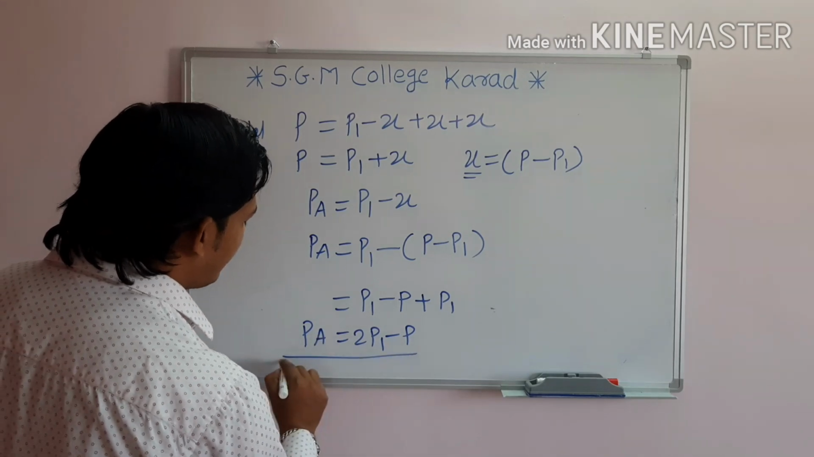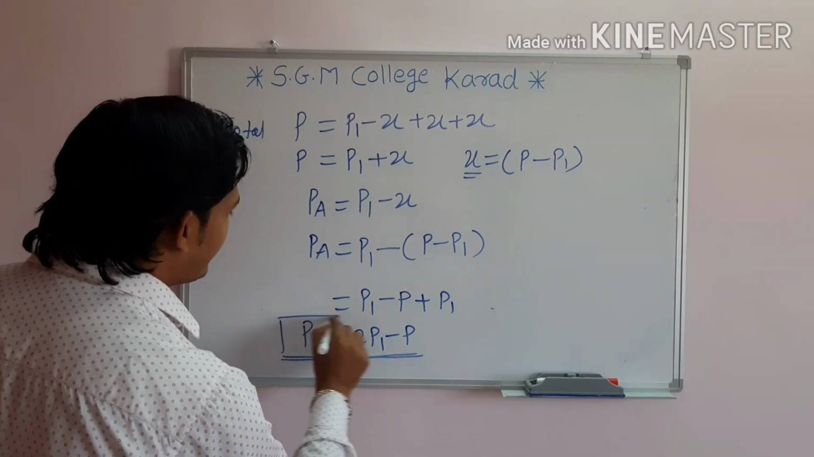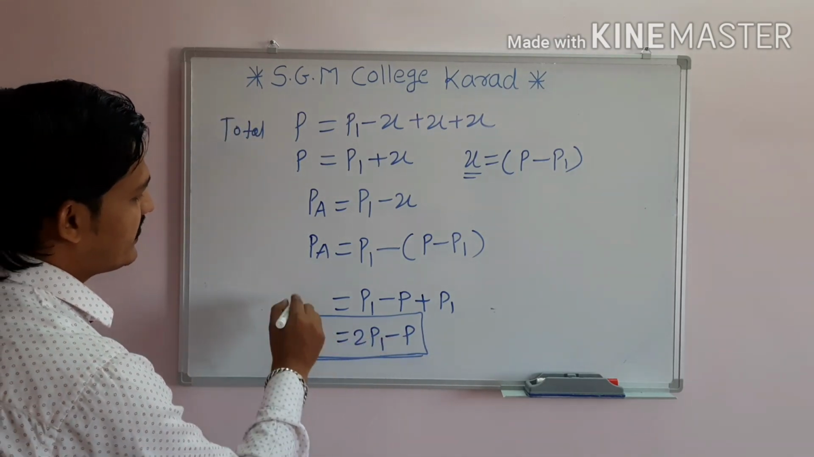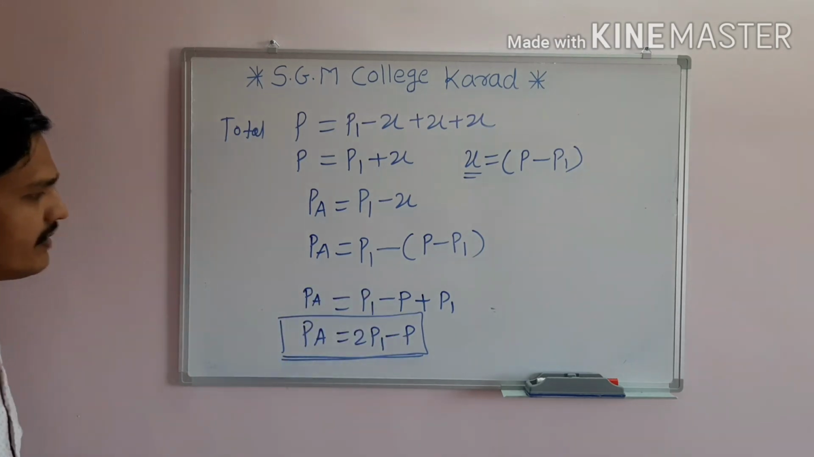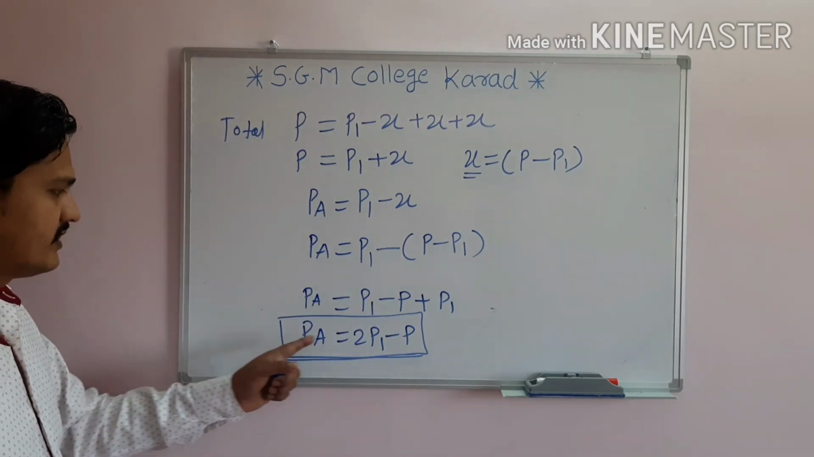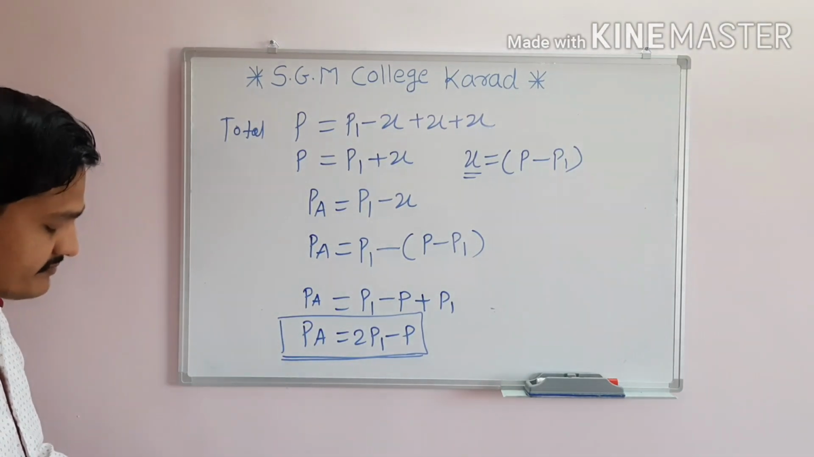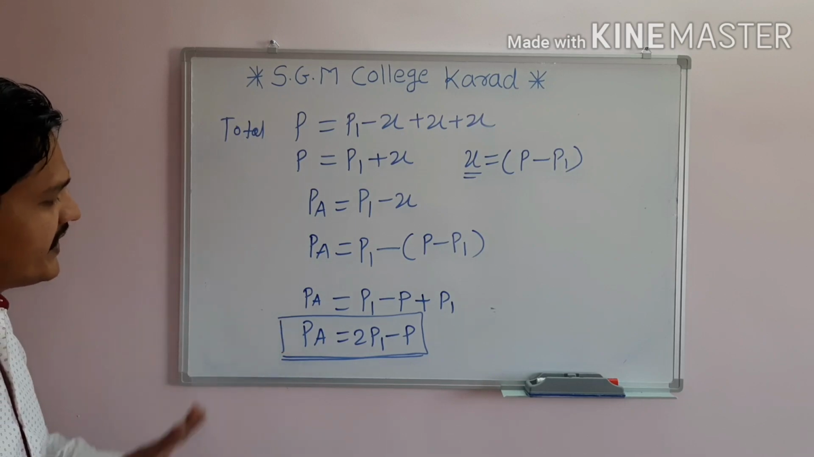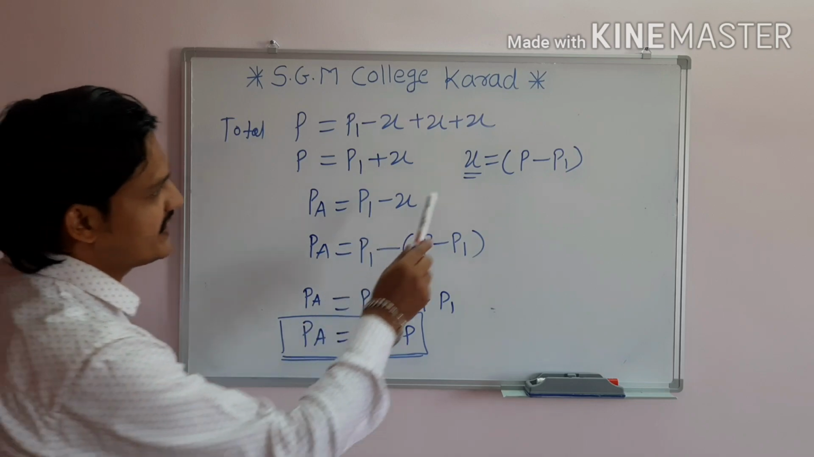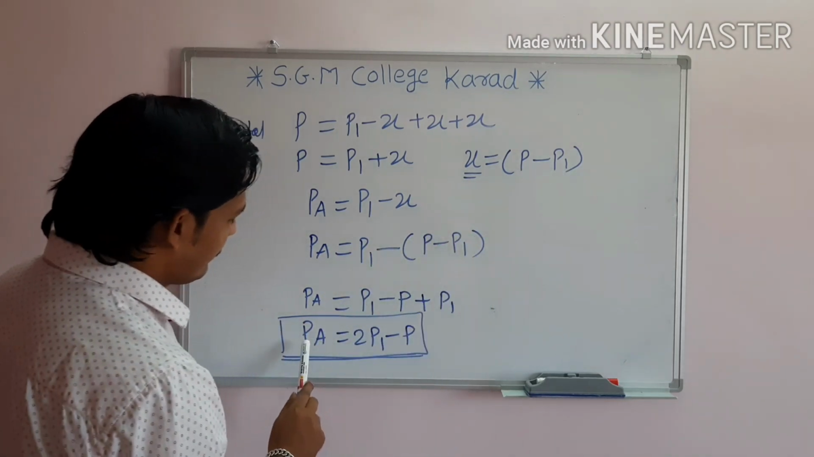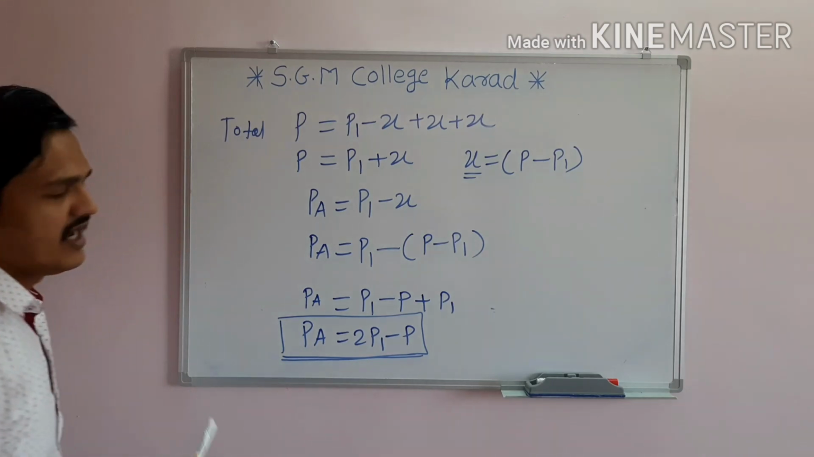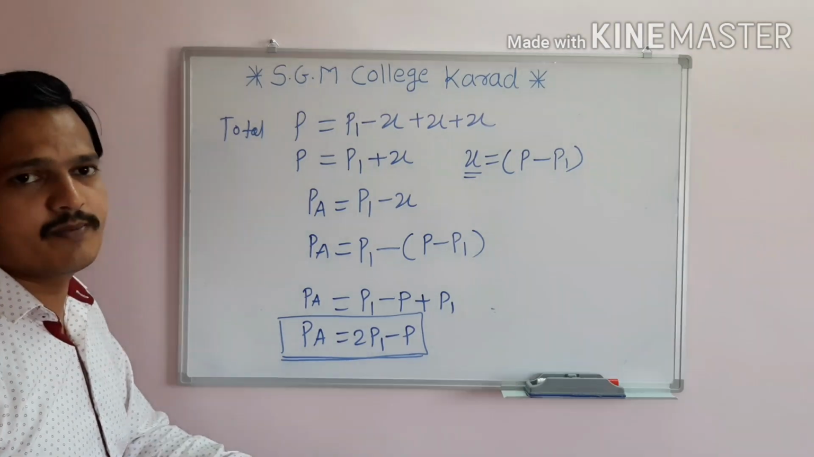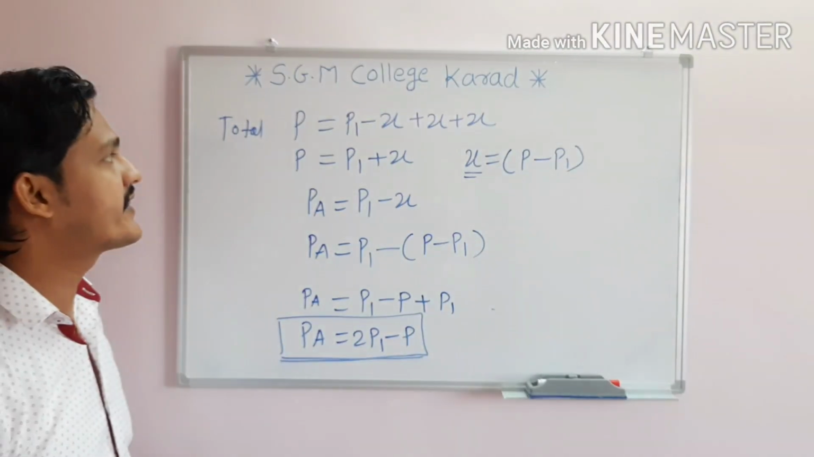We have to find our second target, the final pressure, that is twice of P1 minus P. Now this is the second target we have completed. Then the first target, x is equal to P minus P1, and PA is equal to twice of P1 minus P. I am telling you once again, the total pressure is the sum of the final pressure of reactant and product.